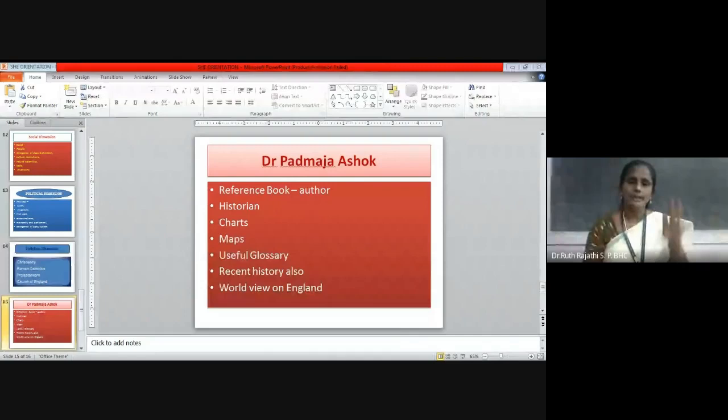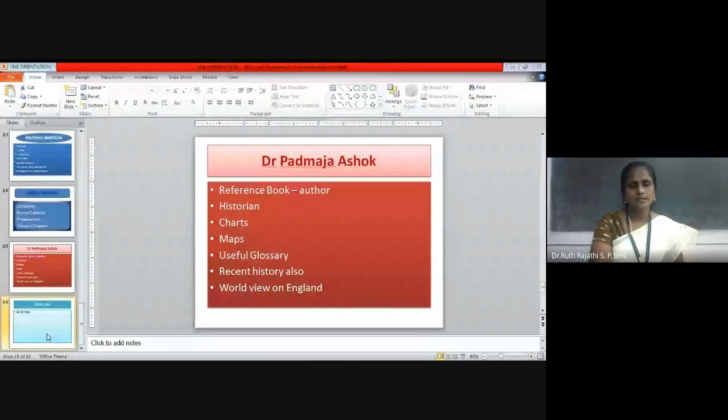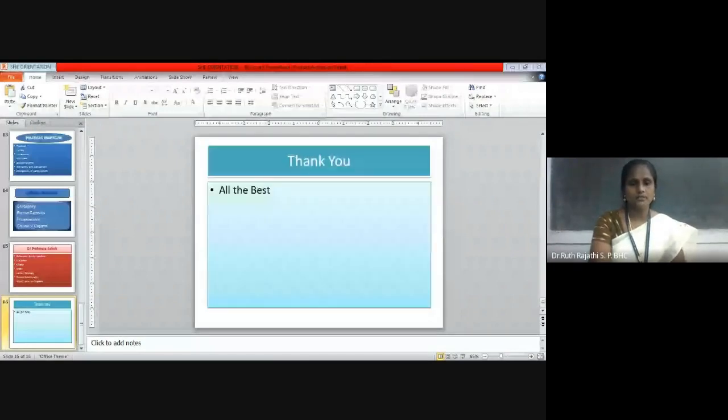And finally, after completing this book in the first semester, I'm sure that you will have a view about how the world was looking at England, and how England was responding towards the other neighboring nations or to the world. Yeah, this is where it ends, and it's really a good thing to discuss with you. And let me show the syllabus.